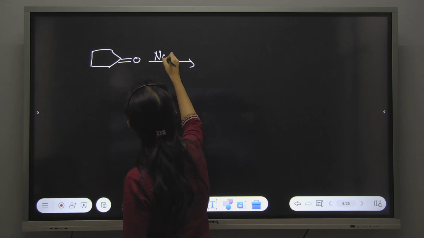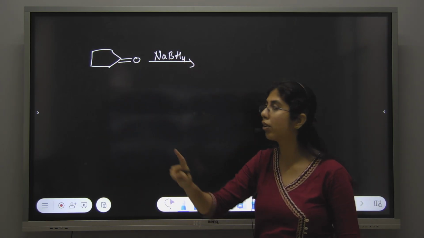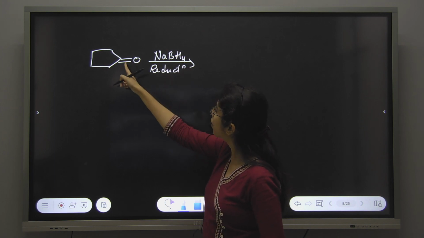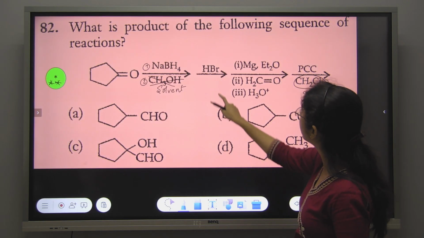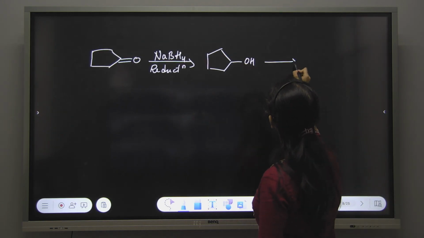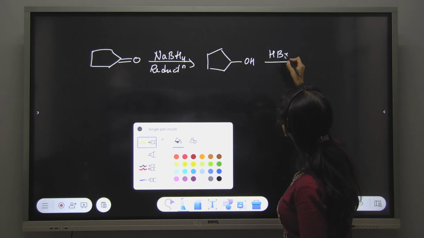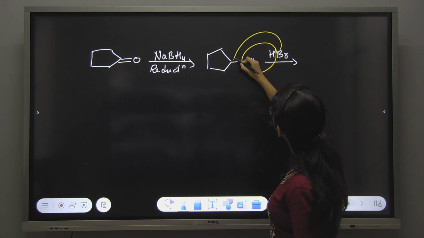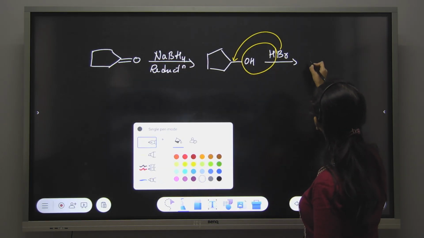First of all, they added sodium borohydride to this C double bond O. This is a reduction reaction, isn't it? Since it is reduction, the double bond O will get converted into OH. So we got OH. Next, what are they adding? HBr. Now when you add HBr, what would you do? You would remove this H2O, very simple, and substitute bromine instead of this OH. Now what do we get?